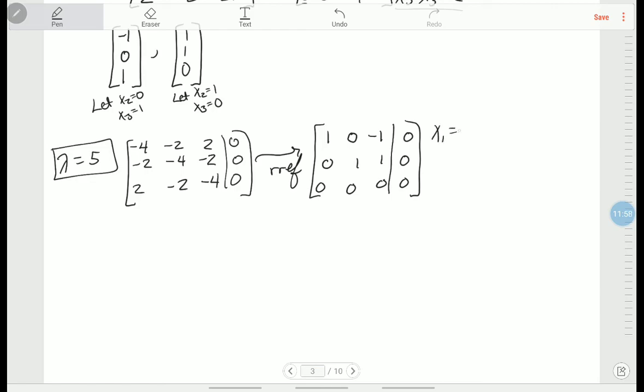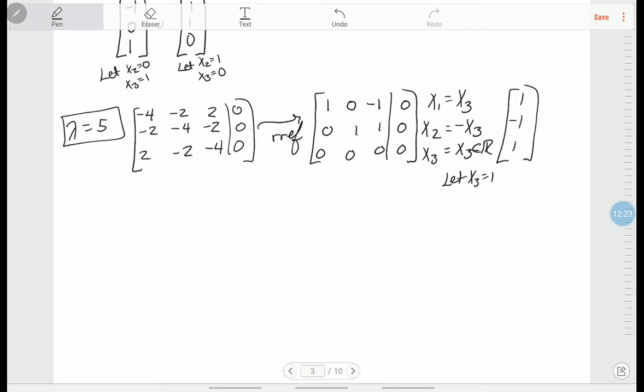So x1 is equal to x3, x2 is equal to -x3, and x3 is equal to x3. The eigenvector would be 1, -1, 1. You can pick any number for x3. The easiest thing to do is let x3 be equal to 1.